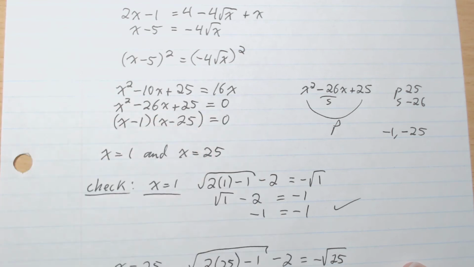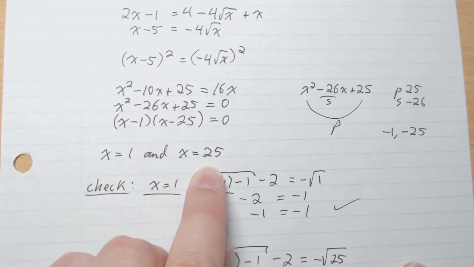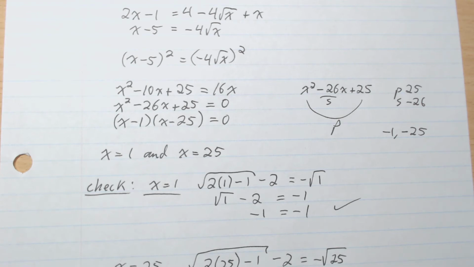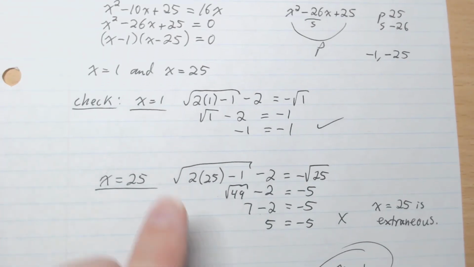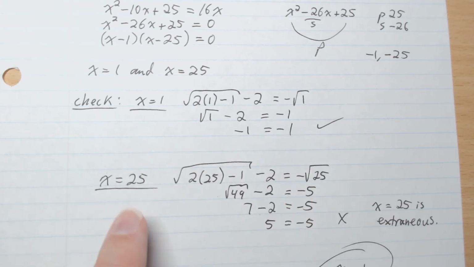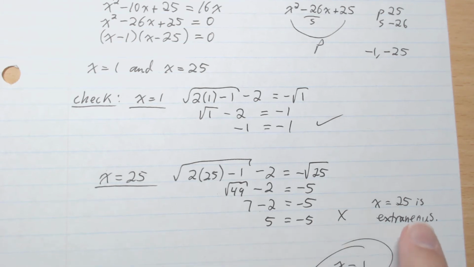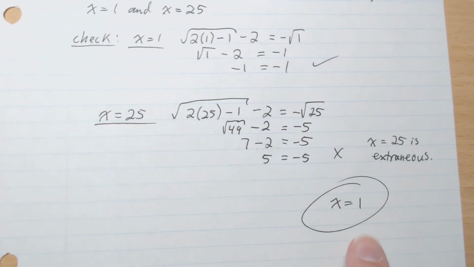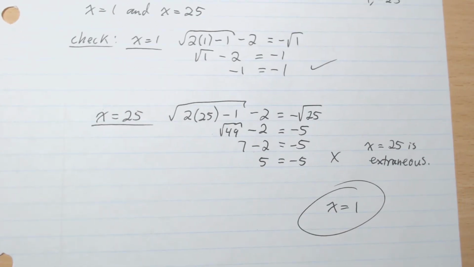What do you plug in to get 0? x equals 1 and x equals 25. So we check x equals 1. We get negative 1 equals negative 1, which is good. For 25, we plug it in, and we get 5 equals negative 5, which is false. So therefore, x equals 25 is extraneous, and the only solution is x equals 1.